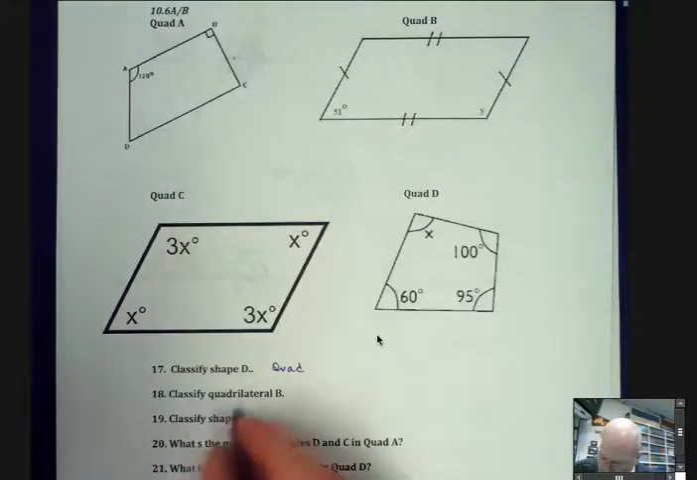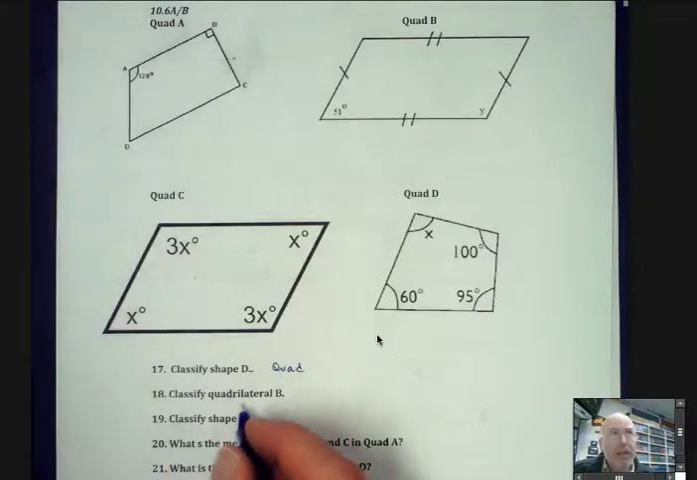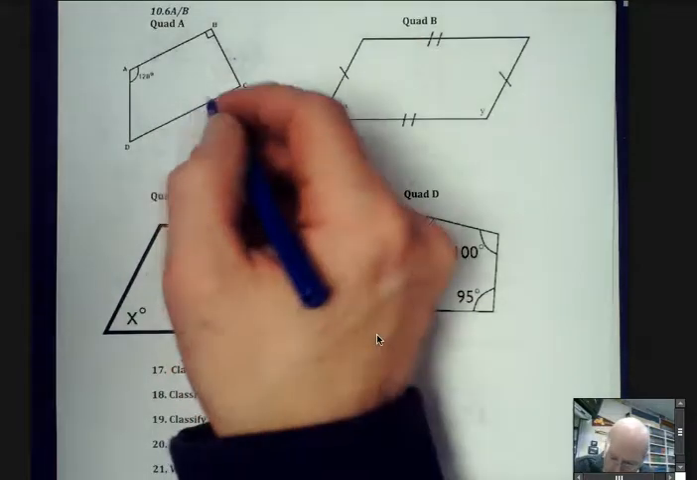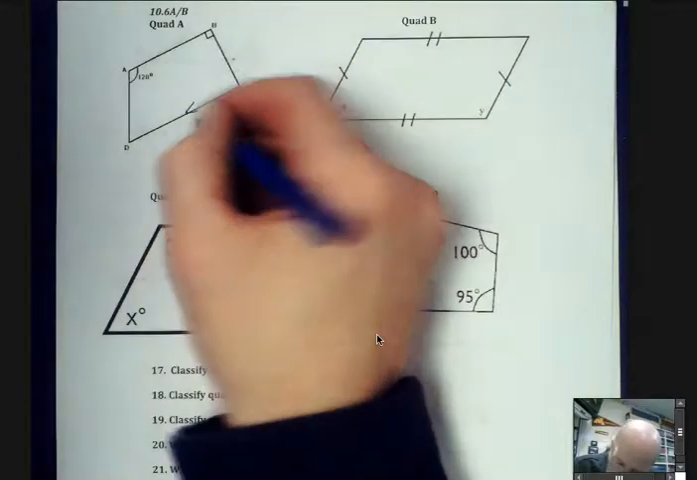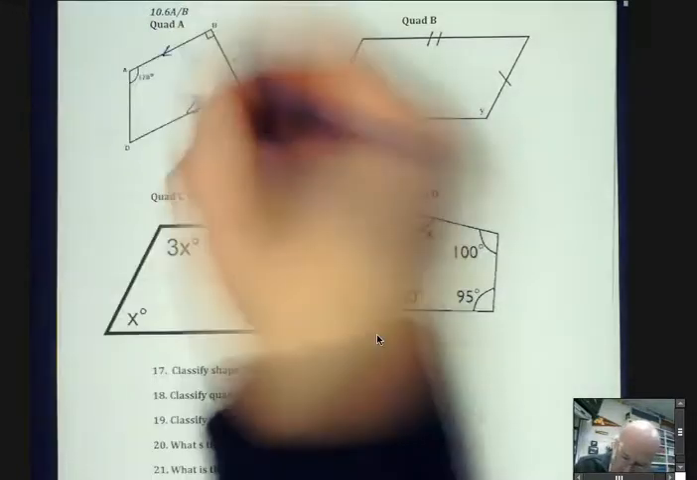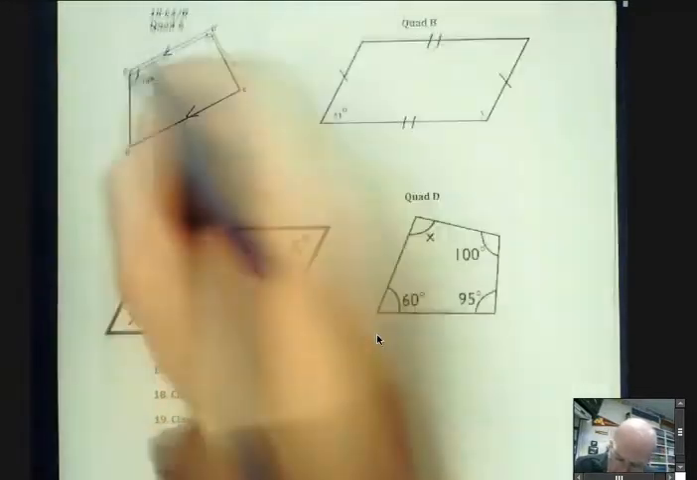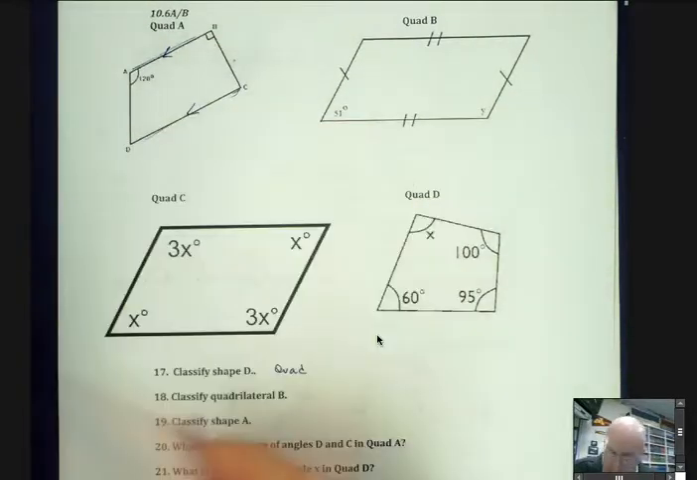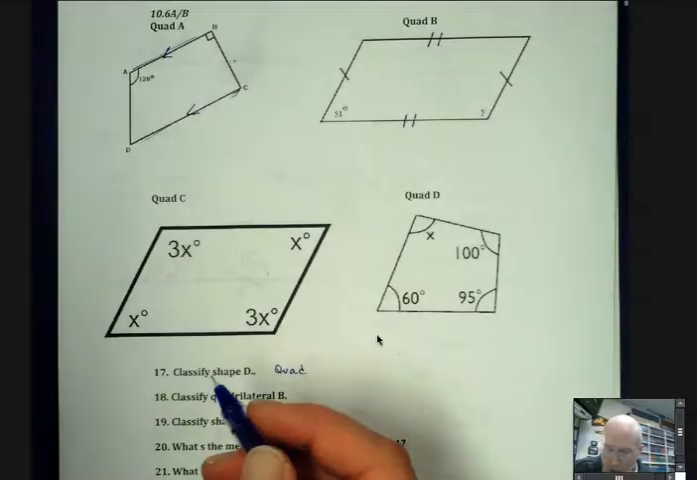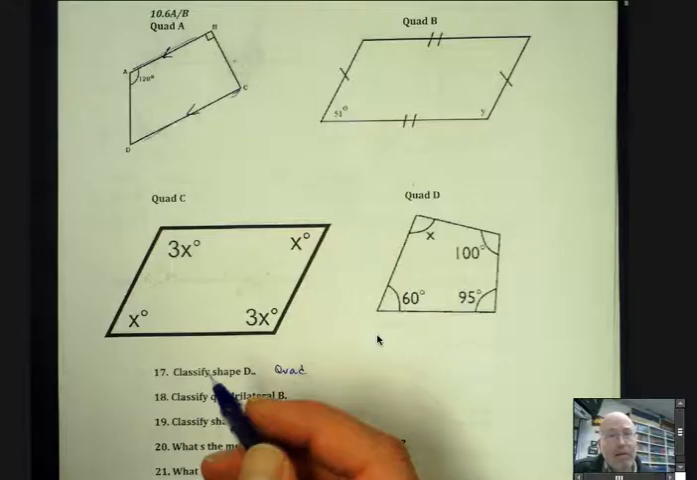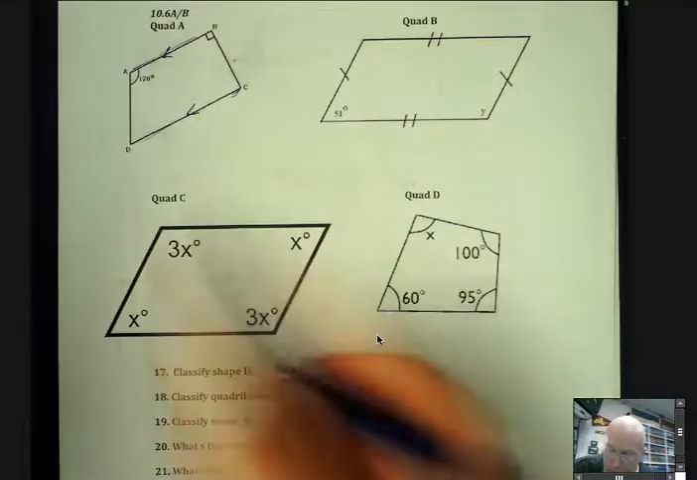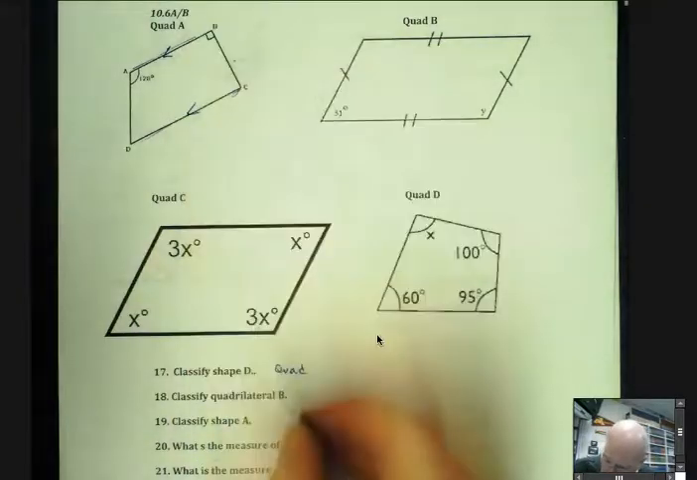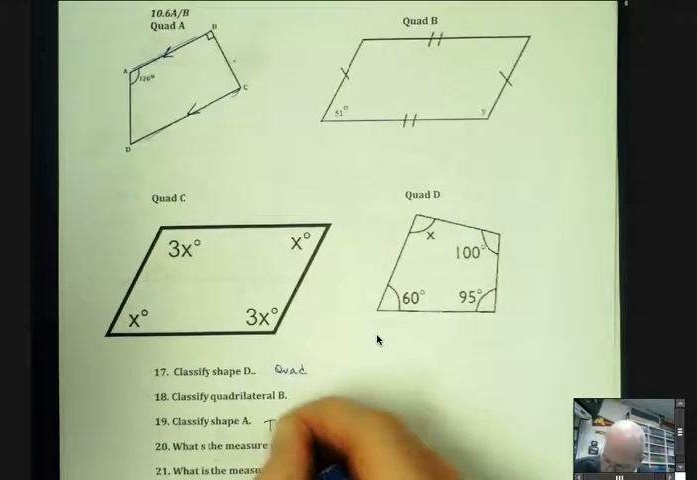Now we have to classify quadrilateral B. Looking at it here, we can see that we've got these two lines that are both parallel. That's AB, and it looks like CD. They're kind of hard to read, but those two lines are parallel. So with exactly one set of parallel lines in a quadrilateral, this is a trapezoid. So we're going to classify it as a trapezoid.